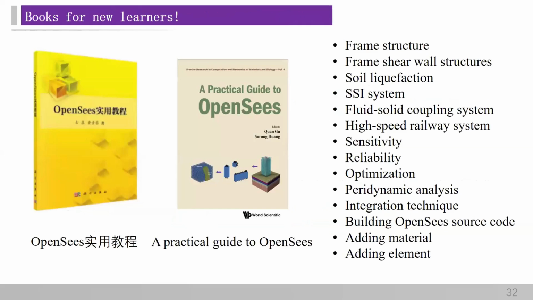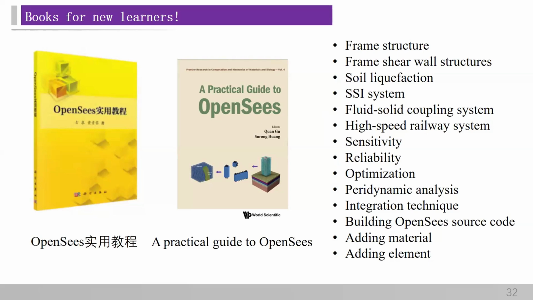Okay. Now I have strongly recommended two books which are really good for new learners of OpenSees. Both books are written by Professor Quan Gu at Xiamen University. The left one is written in Chinese, called OpenSees 实用教程, and the right one is written in English. It's called A Practical Guide to OpenSees.